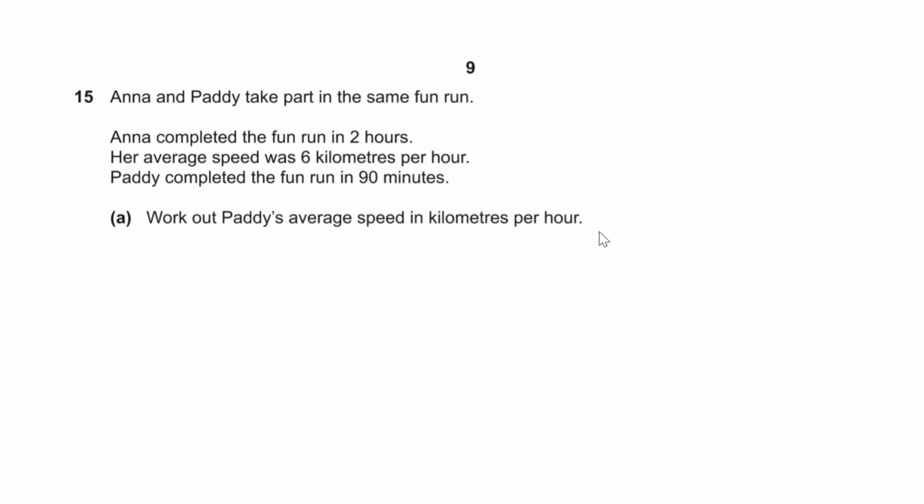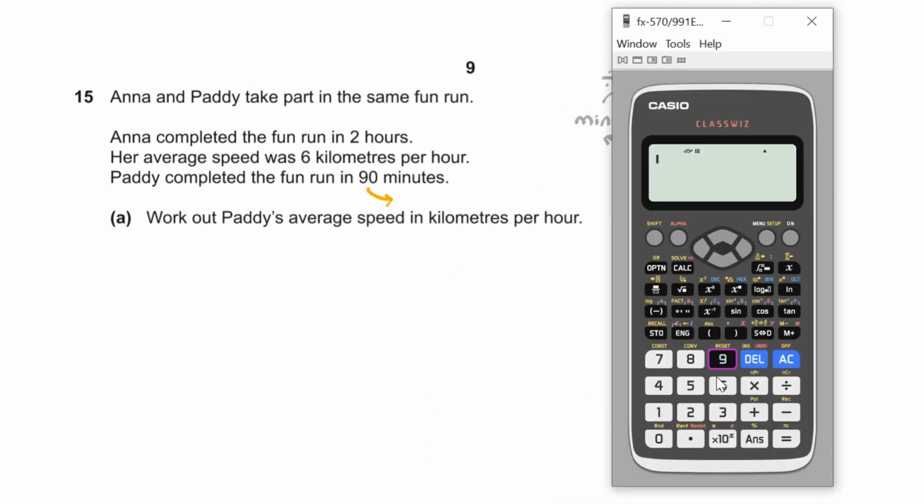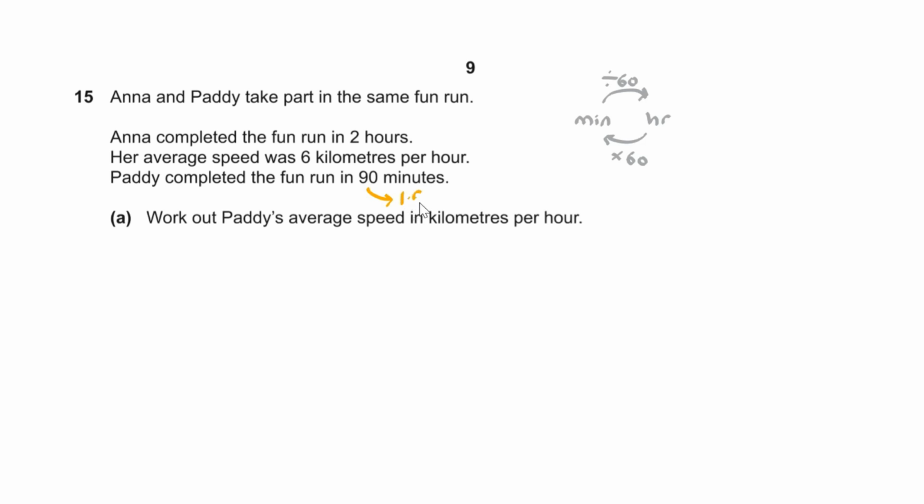Well, first of all, what you'd find over here is we've got minutes and here we've got hours, and we need to express our answer in kilometers per hour. First of all, to go from minutes to hours, we would have to divide by 60, and hours to minutes, we'd have to times by 60. And so therefore, if we convert the 90 minutes into hours, we'd have to do 90 divided by 60, which is 1.5. So 90 minutes is the same as 1.5 hours. How does this help us?